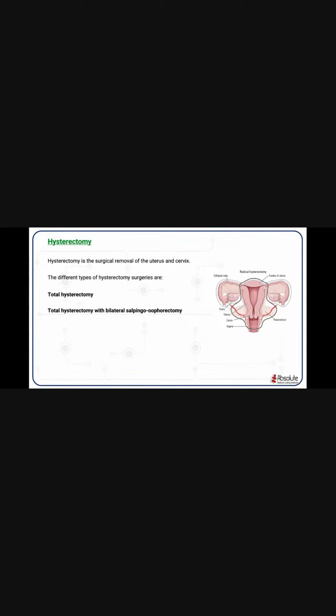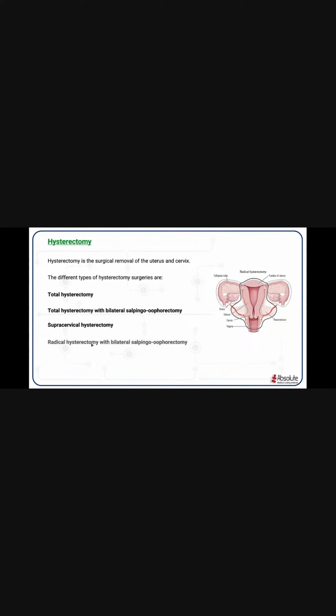will be left behind, and only the upper portion of the uterus will be removed. Now, this type of hysterectomy is called supracervical hysterectomy, or the other term is subtotal hysterectomy. So this is not a total hysterectomy; it's a subtotal hysterectomy, and only the upper portion, or upper third, of the uterus will be removed.